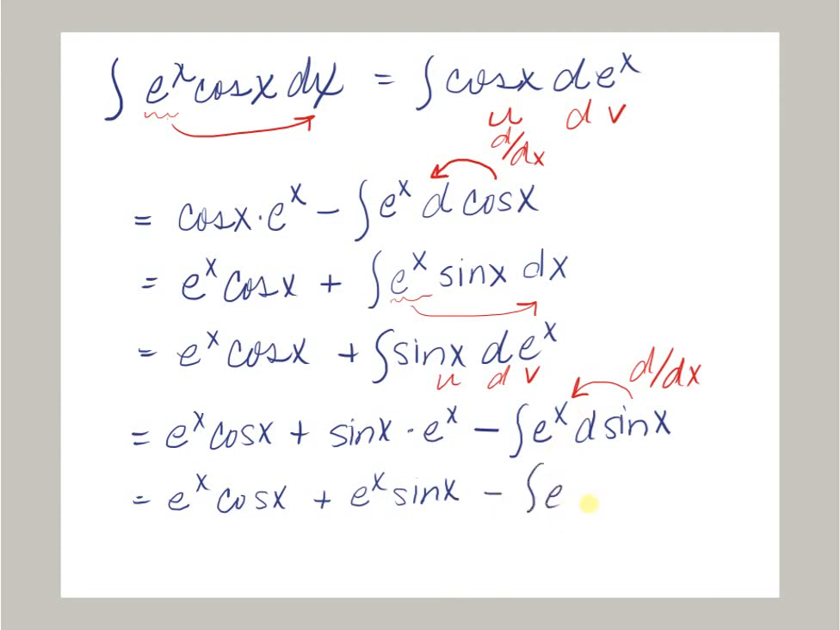minus the integral e to the x. The derivative of sine is cosine without a sign change. And look what I've got. I've got precisely what I started with, which is either annoying or really a relief, depending on your point of view. This guy right here is the same as this guy right here. That's the very same thing we started with.